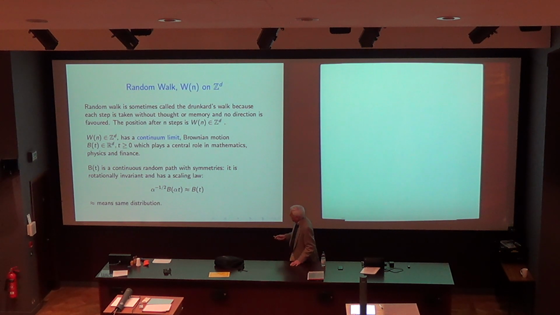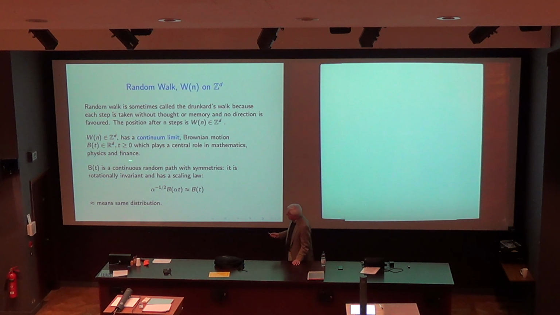You have a continuous path, and that's called Brownian motion, and it plays a central role in, I would say, mathematics, physics, and especially finance, where it was, I think, really pioneered to some extent by people working in finance, and of course it's still a very active area.